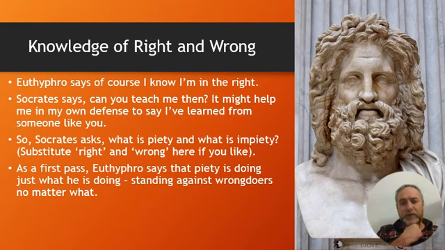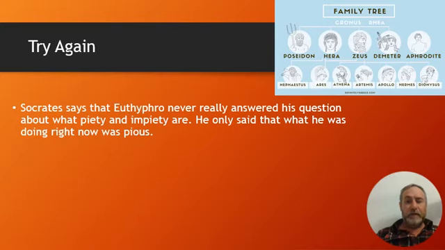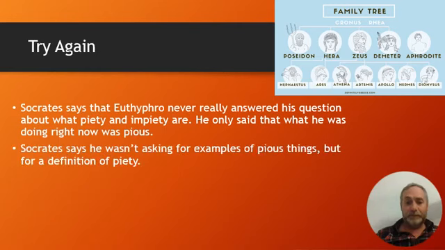So Euthyphro's first response is, well, piety is doing what I'm doing right now, standing up against wrongdoers no matter what, even if they're your father. For example, Zeus, one of the Greek gods, did a similar thing. He fought his own dad because his dad had swallowed some of his other sons. And Socrates says, well, no, that wasn't my question. I wasn't asking for examples of pious things that someone could do. I was asking for a definition of right and wrong.